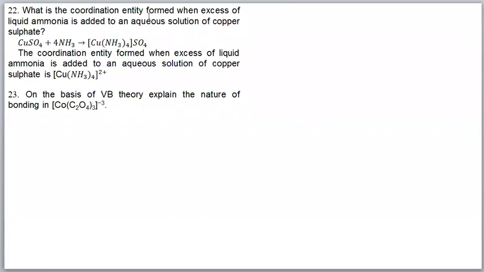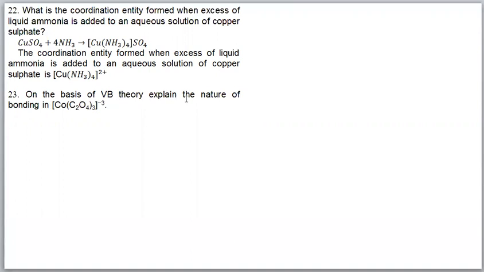What is the coordination entity formed when excess of liquid ammonia is added to an aqueous solution of copper sulfate? Okay, here you see copper sulfate plus ammonia, so we will get a complex [Cu(NH3)4]SO4. The coordination entity formed is [Cu(NH3)4]. Coordination sphere, up to this only we have to write. NH3 is neutral, SO4 charge is -2, so the complex charge is +2.